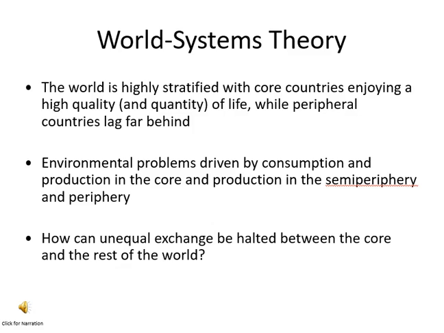So according to world systems theory, we live in a very highly stratified world economy, with core countries at the middle of things enjoying the highest quality of life, not to mention quantity if we look at demographic factors. That's where the life expectancy is greatest. And on the opposite end of the spectrum are the peripheral countries, which are the poorest. In many cases, life expectancy hovers around 49, 50 years old for these countries. So they're lagging far behind on a number of indicators.